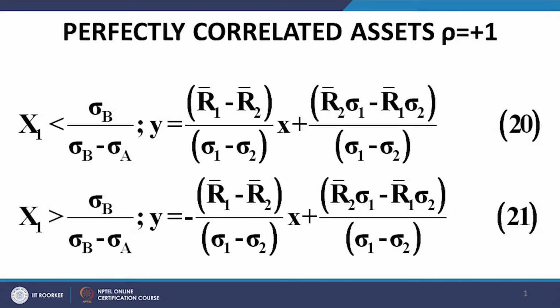Rho equal to +1 gives us the perfectly correlated securities, perfectly correlated assets, and rho equal to -1 gives us the perfectly anti-correlated assets. In the case of the perfectly correlated assets, the equation of the portfolio possibilities curve is represented by a pair of straight lines, 20 and 21. The equation 20 would operate in the region where x 1 is less than sigma b upon sigma b minus sigma a, and equation 21 would operate in the region where x 1 is greater than sigma b divided by sigma b minus sigma a.